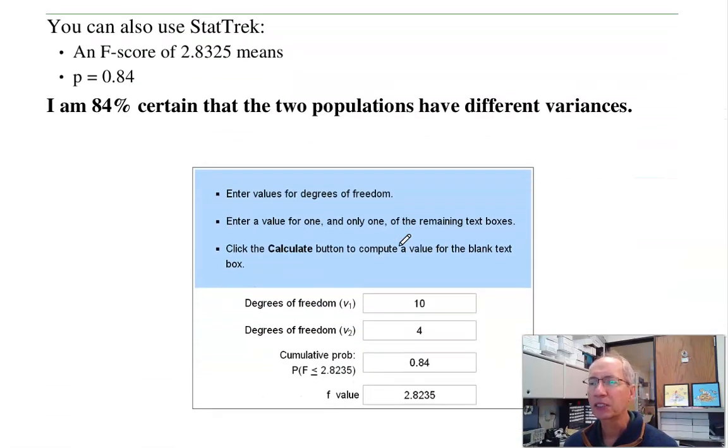Second way is go to StatTrack. And StatTrack is like everything. Go to StatTrack, input the numerator's degrees of freedom, denominator's degrees of freedom, the F value, and it kicks out the probability. That tells me that I'm 84% certain that the two populations have different variance. So that's basically an F test.